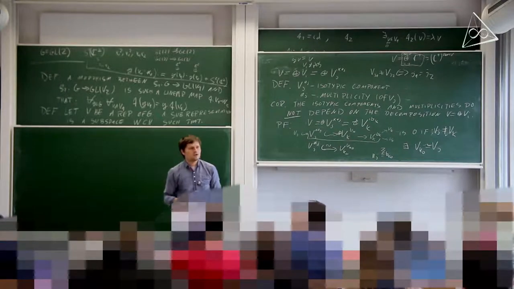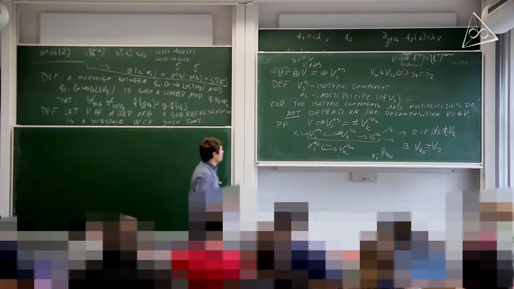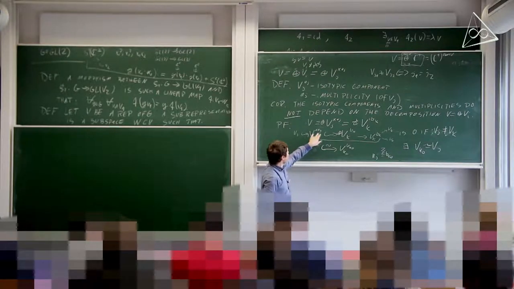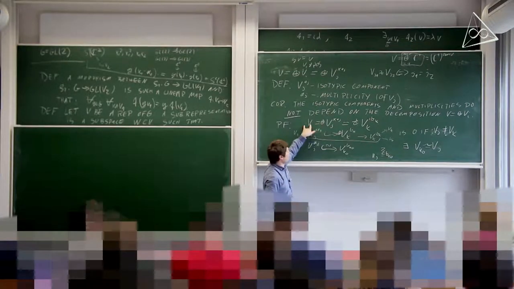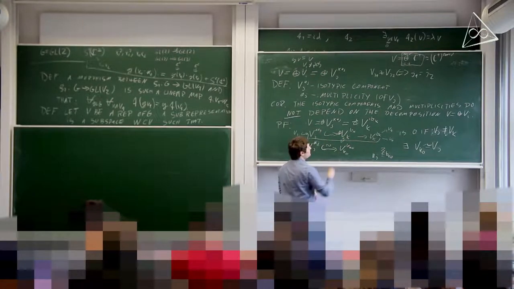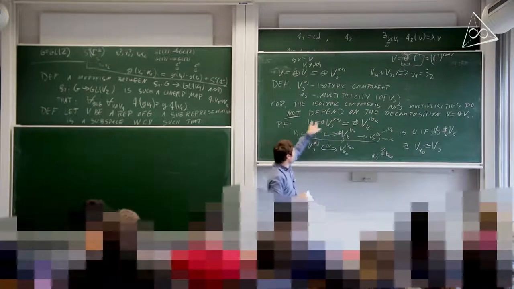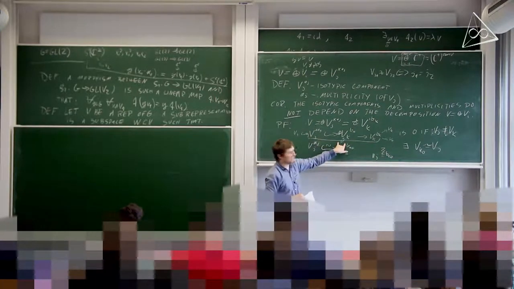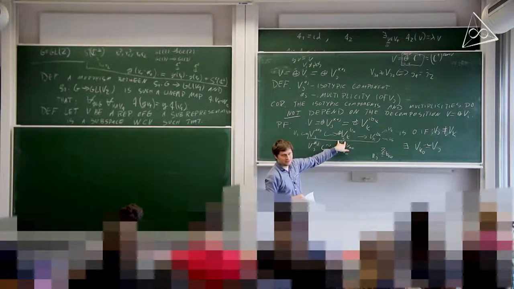I'm sorry, can you repeat why they are not isomorphic, but they are the same? Yes, so we have to think, what is this map? This is a subspace of V. And this is simply V. This is equal to V. This is a decomposition of V. So you think about this space as a subspace of V. And this is also a subspace of V.